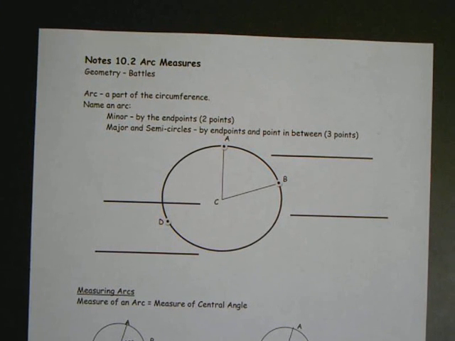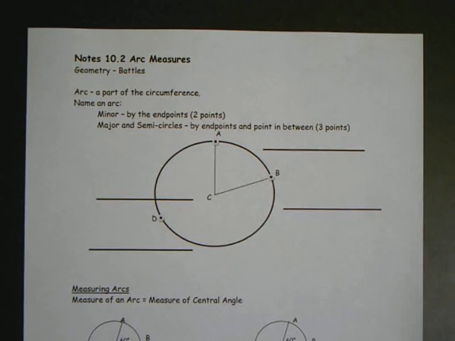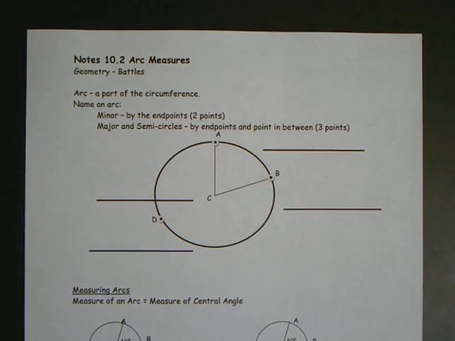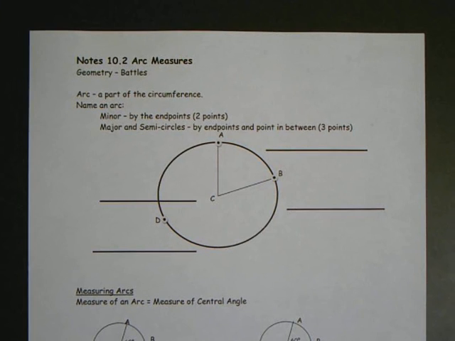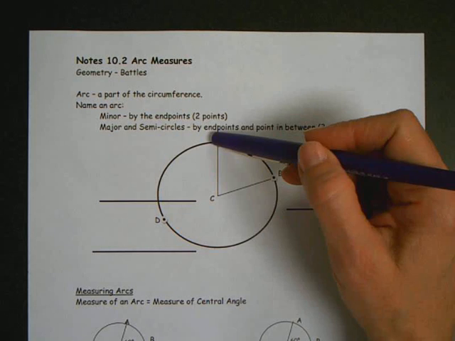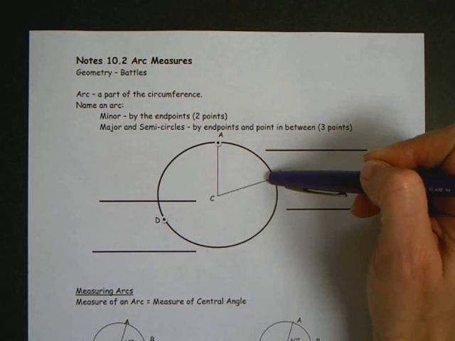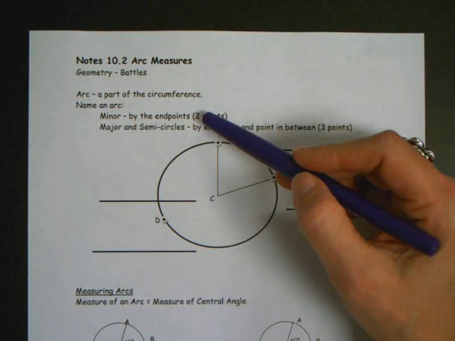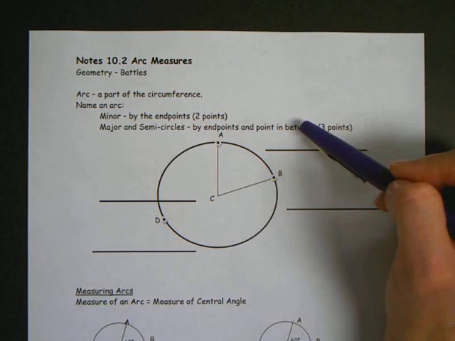Our notes for 10.2, arc measures. This has to do with circumference, and so that's why we're incorporating it with this part of Chapter 11. Arc measures get their name. Arcs are part of the circumference, this outer edge of the circle. And we name our arcs by 2 points or 3 points.